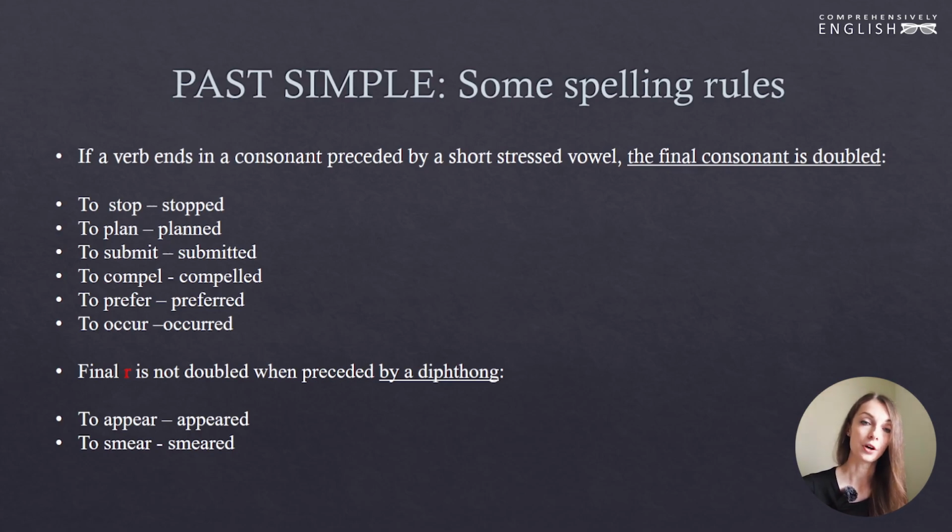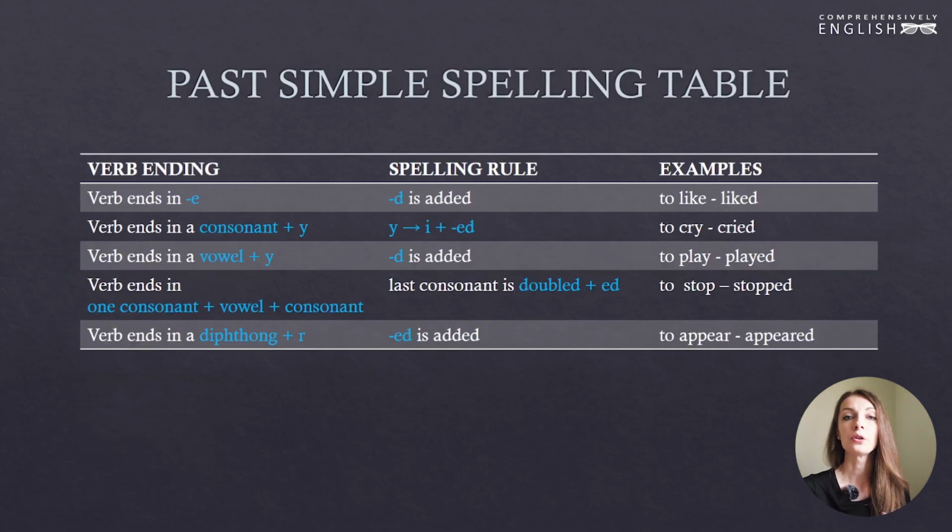When there is a diphthong that precedes the letter R, we don't double it. To appear, appeared. To smear, smeared. A diphthong is a combination of vowels. In our case here, it is ear. To sum all those rules up, here is the table. Please make a screenshot or write it down into your notebook.